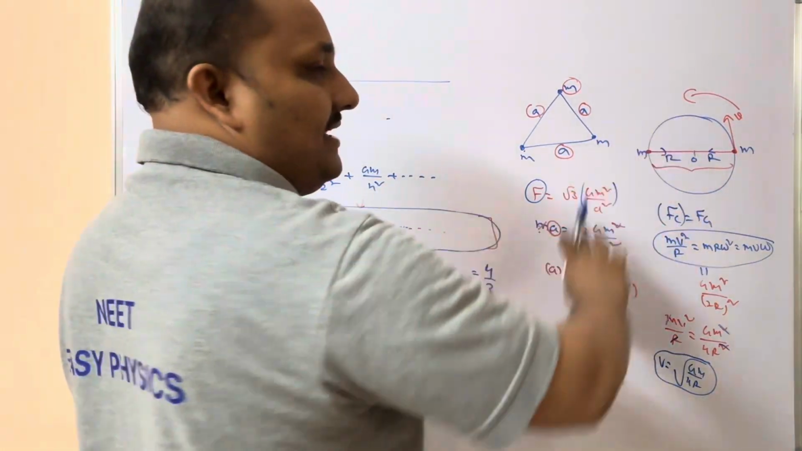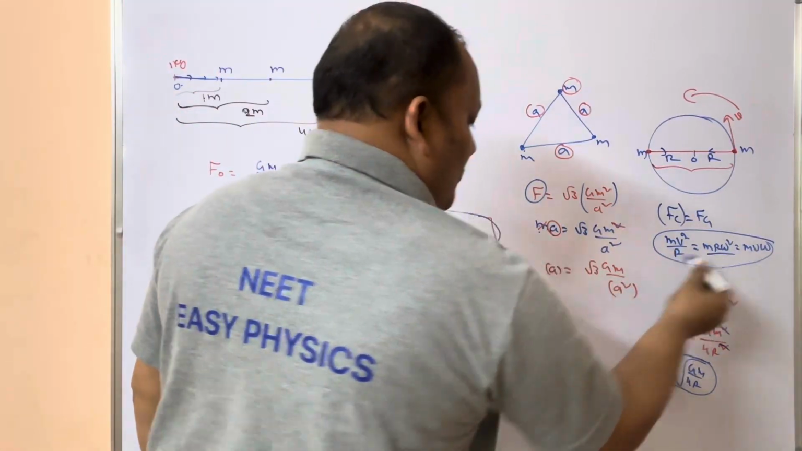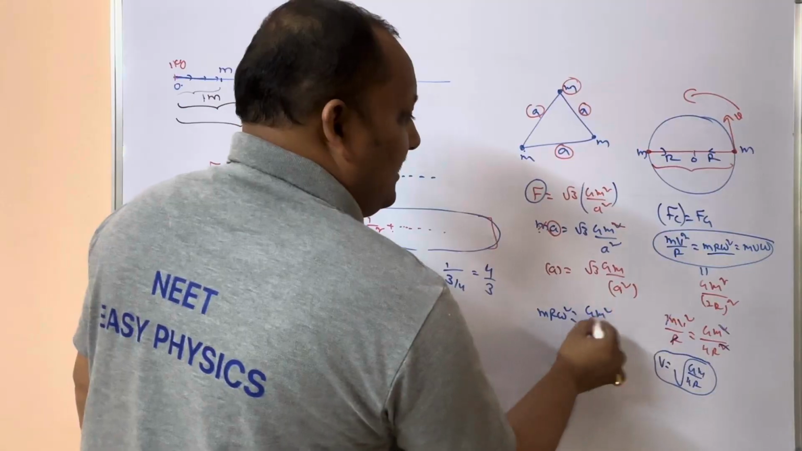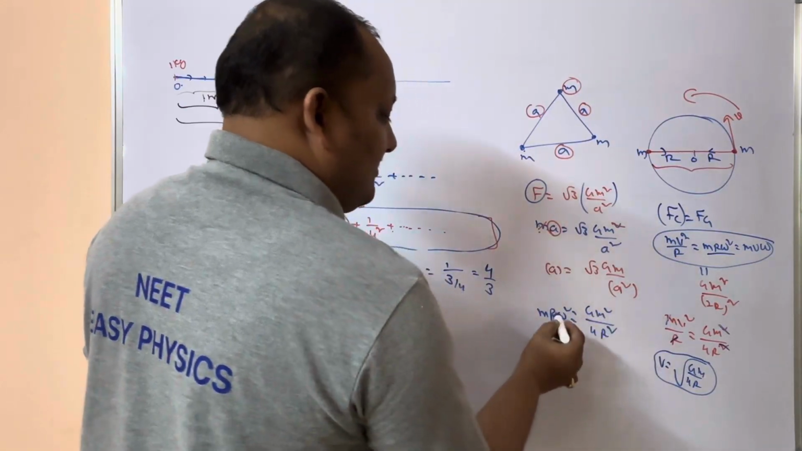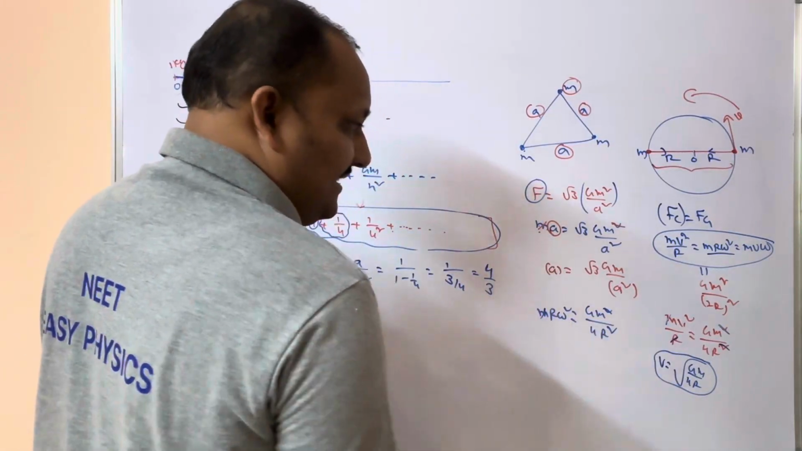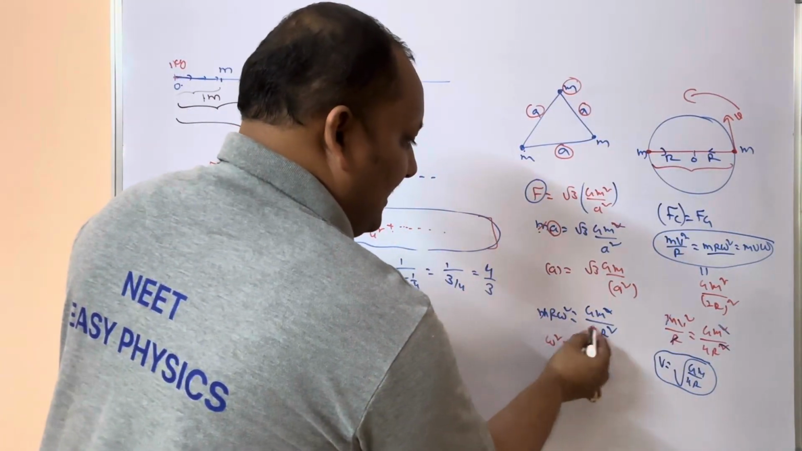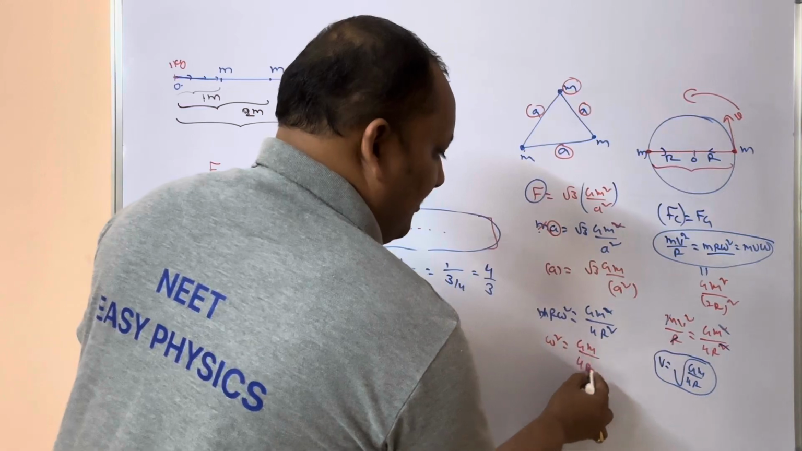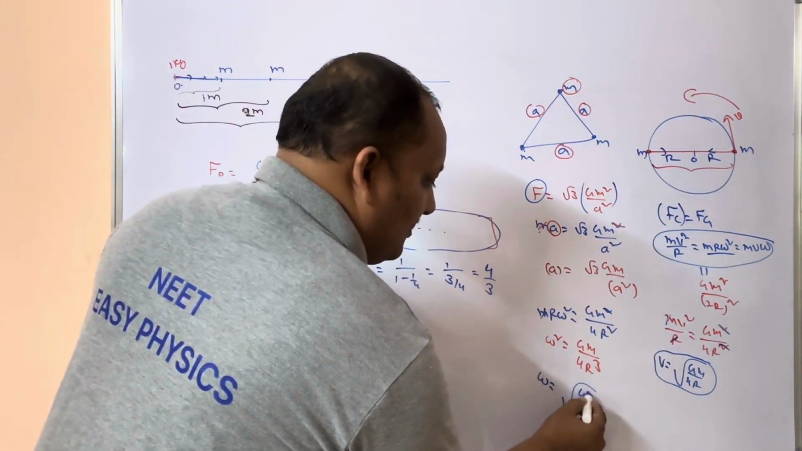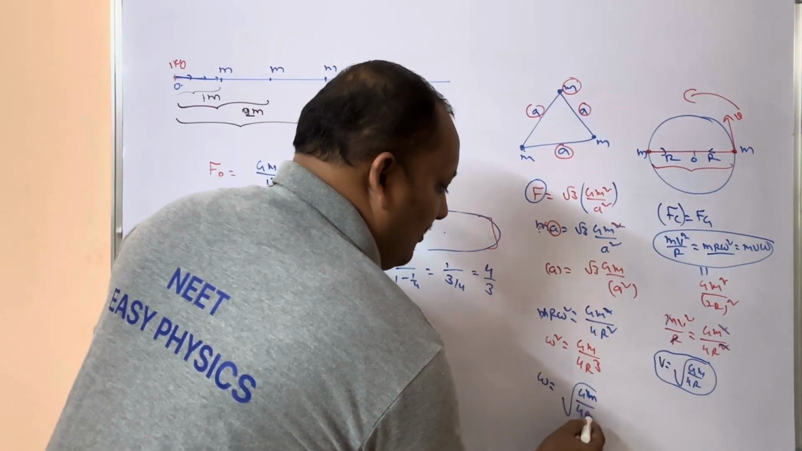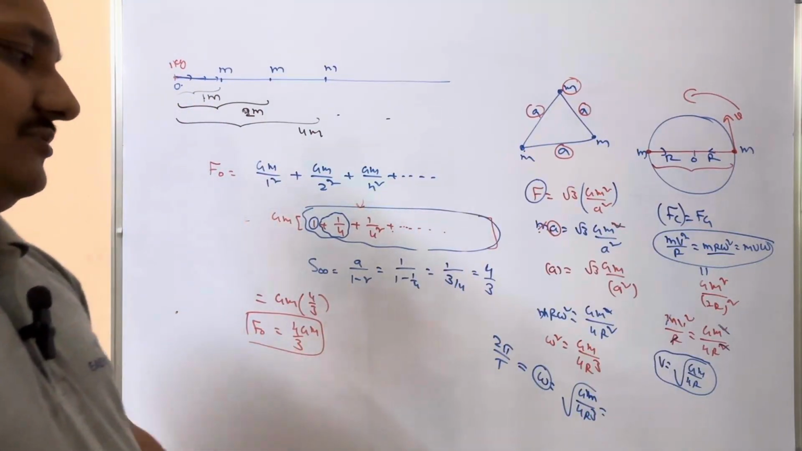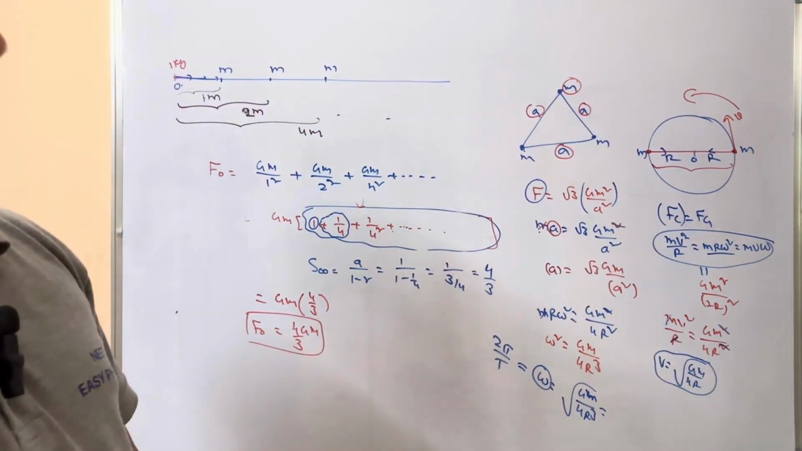Sometimes they will ask time period. At that time, m r omega square. So m r omega square equal to Gm square by 4r square. From this we can cancel one m, and send r to the right side: omega square is equal to Gm by 4r cube. Then omega is root Gm by 4r cube. In place of omega, what can we write? 2 pi by T. Like that, you are going to get the time period.